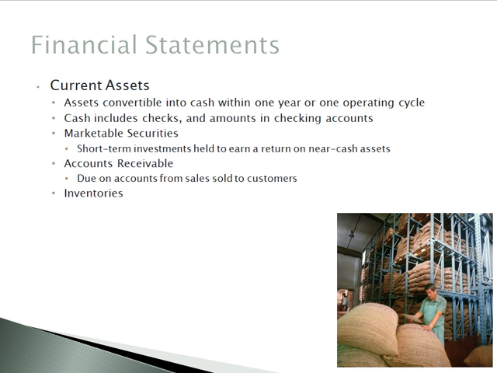Assets on the balance sheet are listed in the order of liquidity. Current assets are listed first. Assets that are convertible into cash within 1 year or one operating cycle are considered current assets and are relatively liquid. Cash includes checks and amounts in checking accounts, and this is the most liquid of assets. Liquidity refers to the nearness of an asset to cash, and you can't get any closer to cash than cash itself.